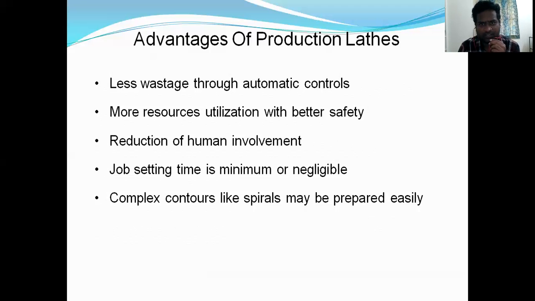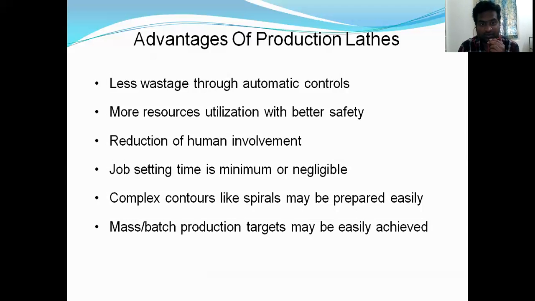Complex contours like spirals may be prepared easily, whereas with engine lathes some contour shapes, intricate shapes, are not possible. With the production lathe, we can prepare these complex contours like spirals easily. The copying lathes are suitable for these types of operations, and mass or batch production targets may be easily achieved by this production lathe.